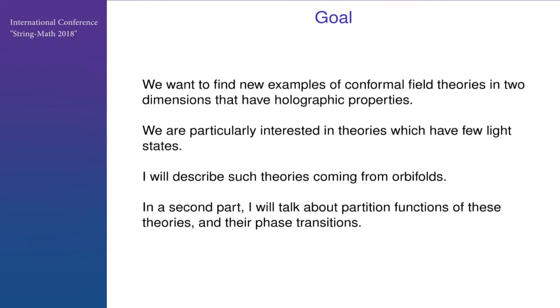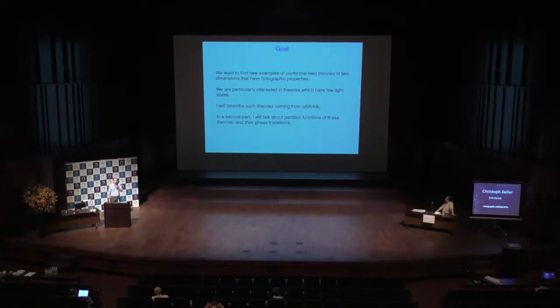So the basic goal of this series of papers is to try to find new examples of conformal field theories in 2 dimensions, which could potentially serve as holographic duals to some theory of gravity in AdS. In particular, and this is the guiding principle of this talk, we're interested in theories which have very few light states. And as you will see, it's actually quite difficult to construct such theories. The way we're going to construct them is by using orbifolds.